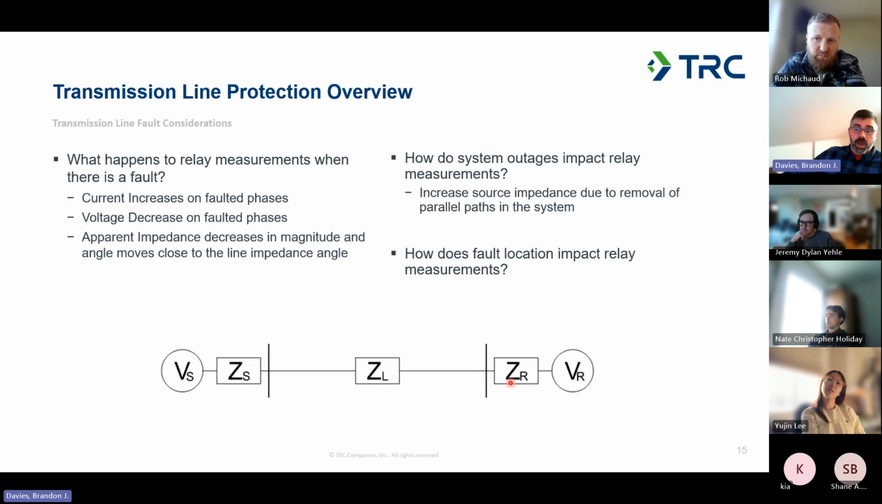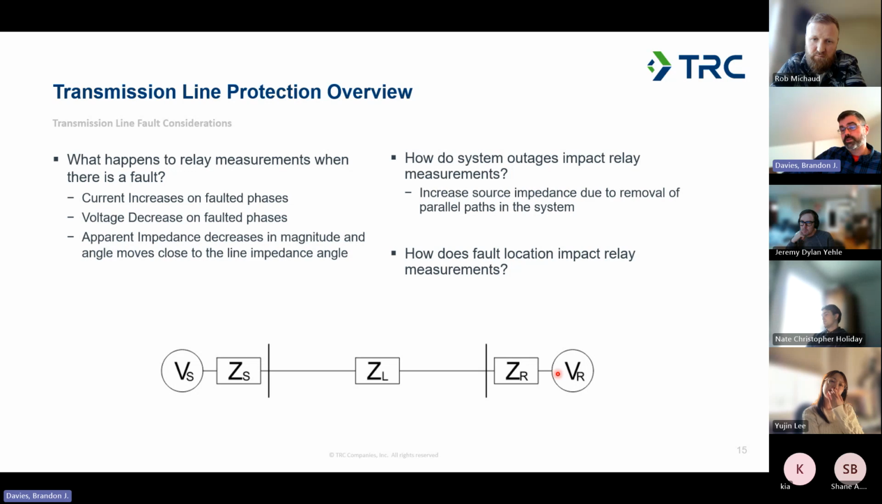It's going to change on both sides because you're going to be feeding this fault potentially from both sides of your transmission line. So when you have a fault near this ZS terminal, you're going to have a very small amount of your ZL in between the fault and VS. So you're going to have a higher fault current there. And as you move down the line, that's going to lower.